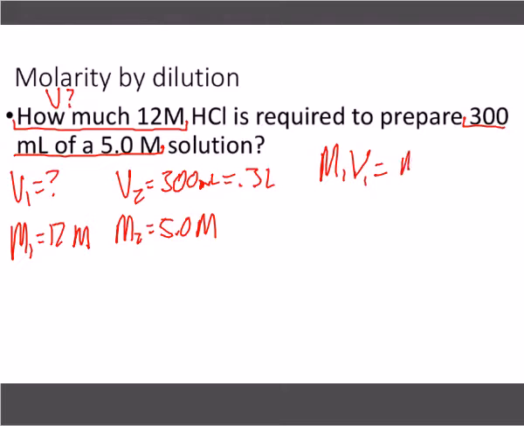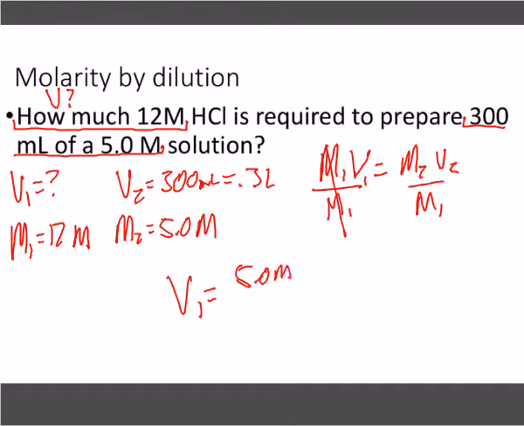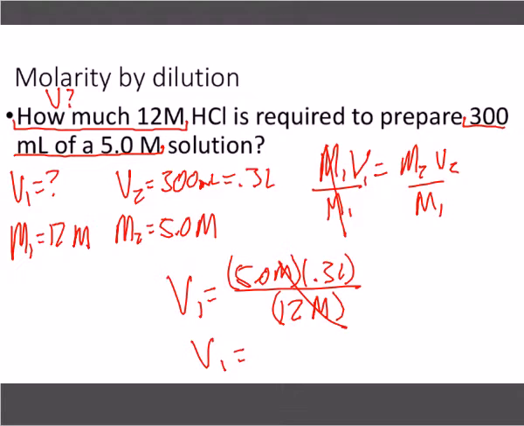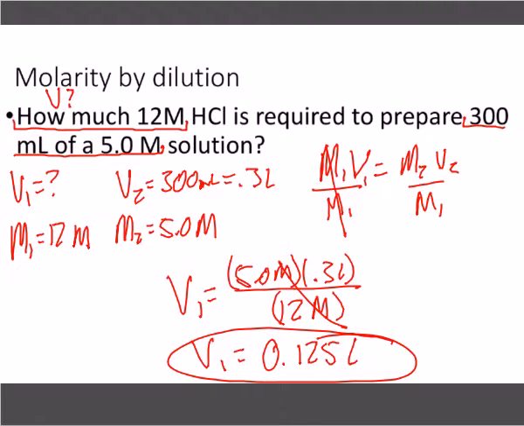All right, here we go. M1 V1 equals M2 V2. I'm looking for V1, so I'm going to divide by M1. So V1 is going to equal 5.0 molar times my second volume, which is 0.3 liters, all over my first molarity of 12 molar. When I do that math, what do I get? 0.125 what? Liters. Is this anything brand new for us, folks? No, it's not at all. You guys do the U-try problem.